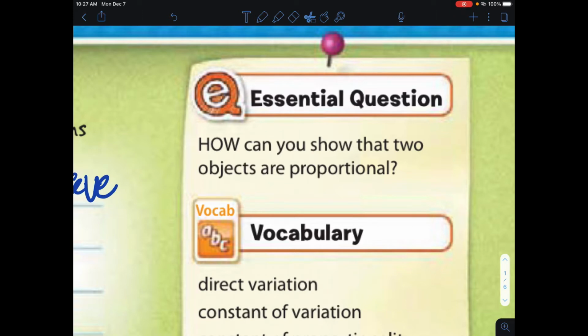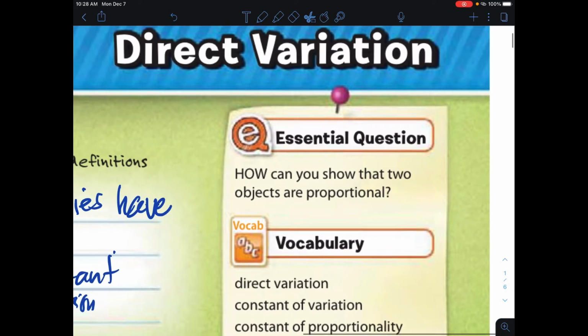All throughout the lesson, we've been talking about rates, unit rates, proportional and non-proportional relationships. And we've also discussed constant rate of change, and even slope. So this particular lesson combines all of them. And this lesson is titled Direct Variation.